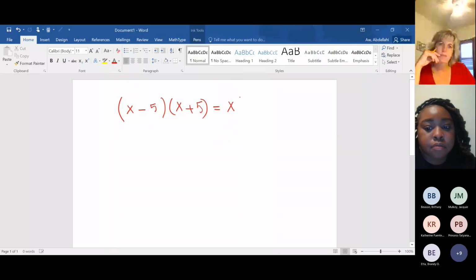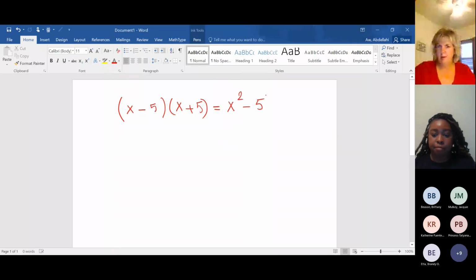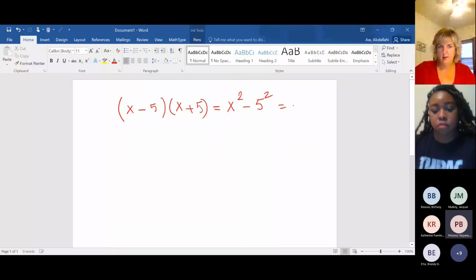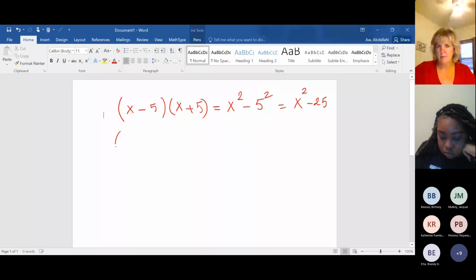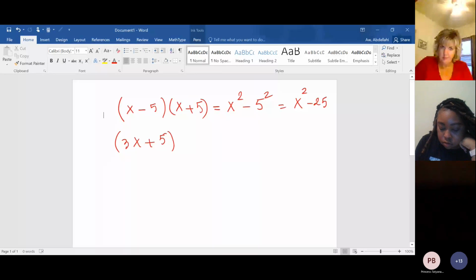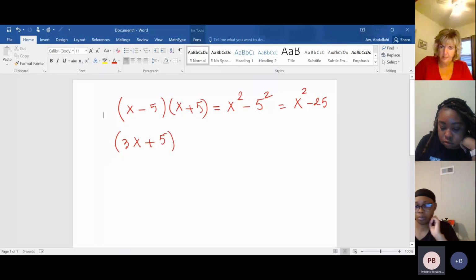We said this is x squared minus 5 squared, right? Which is x squared minus 25. And if you go ahead and you do the math, you're going to find the same answer. Okay? If you have 3x plus 5, let me change, plus 6 right here, and then 3x minus 6. If you do the shortcut, what are you going to get?